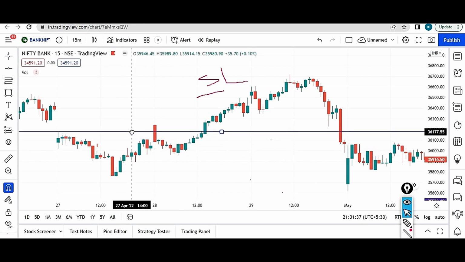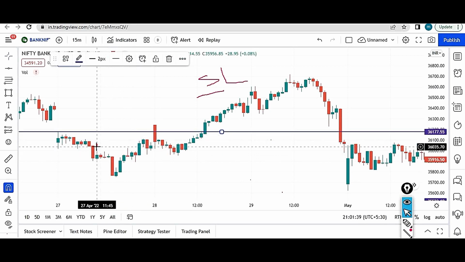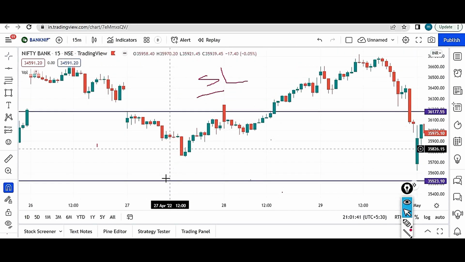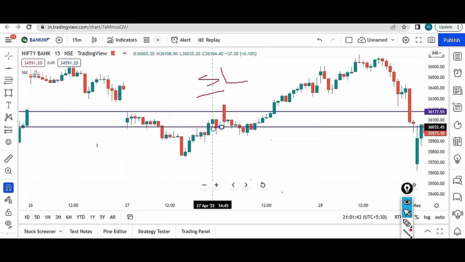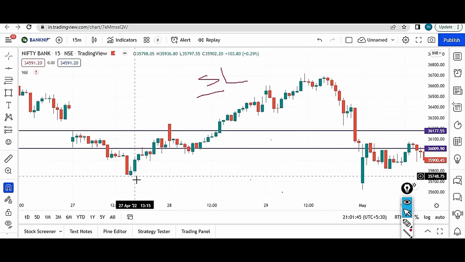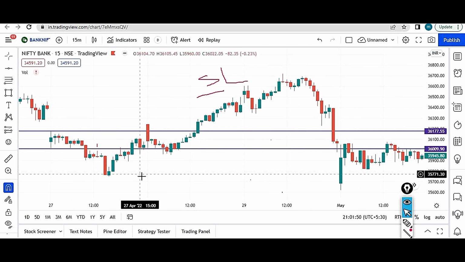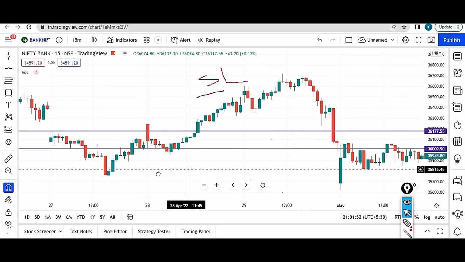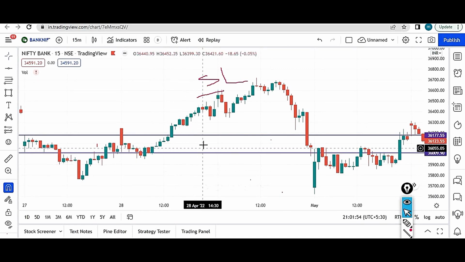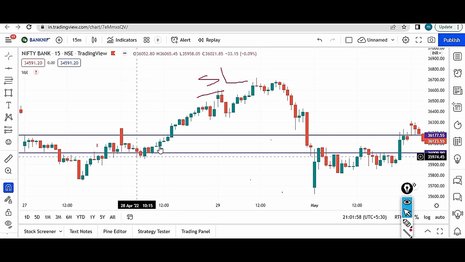This is an inside bar. See the downside move. If you entered here, 990, almost 200 points move. This is an inside bar.